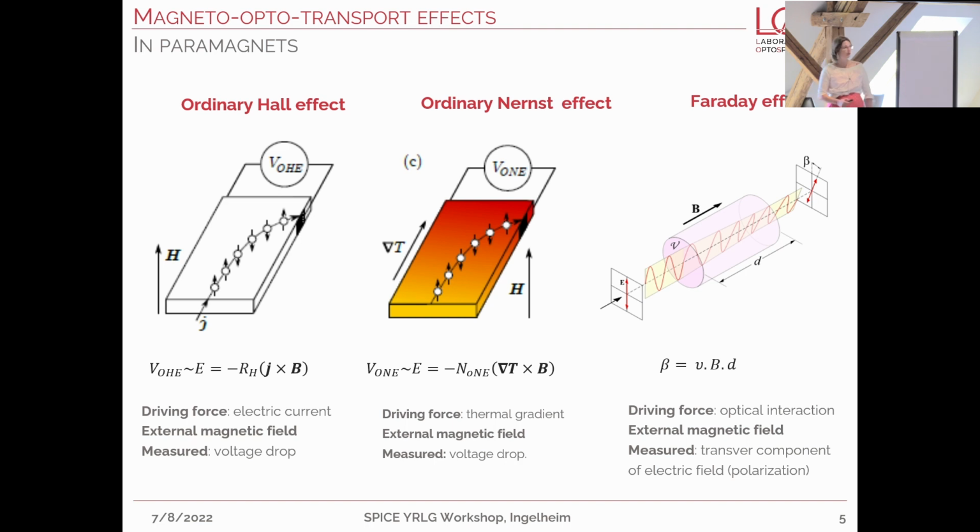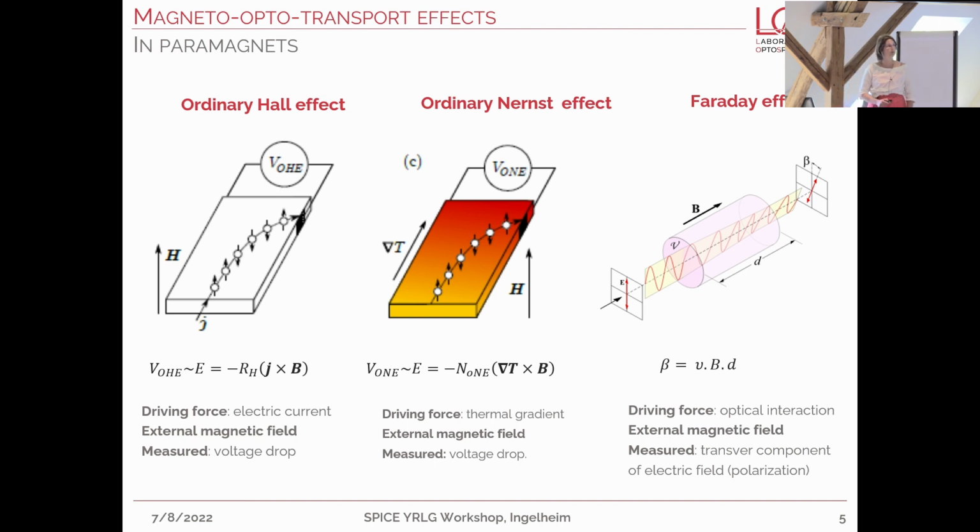Just to very quickly wrap it up, all of you know what the ordinary Hall and ordinary Nernst effect are: you send either current through a conductive system and apply an external magnetic field, and due to the Lorentz force, you get some transverse voltage. The same goes if, instead of a potential drop, you apply a drop of temperature, so a thermal gradient, and you get similar effects. Basically, in terms of the symmetry of the measured signal, they are pretty much the same.